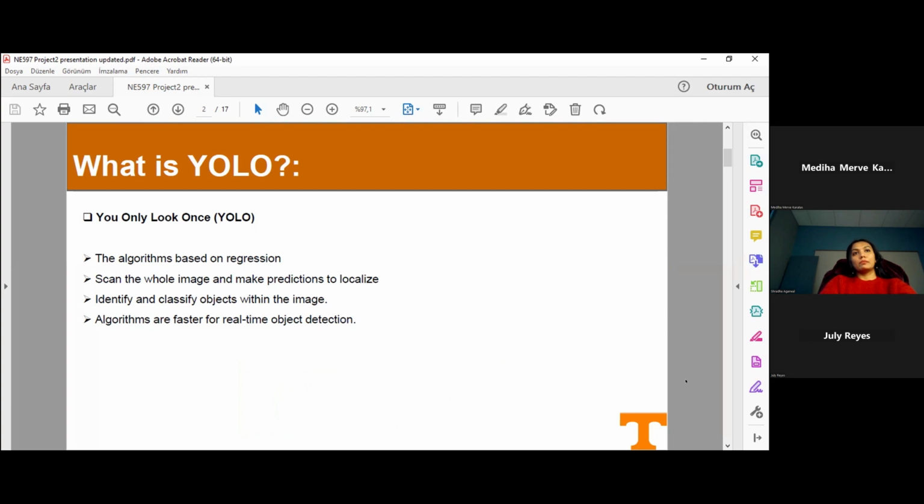YOLO, based on regression, instead of selecting the interesting part of an image, predicts classes and bounding boxes for the whole image in one run of the algorithm. In other words, it scans the whole image and makes predictions to localize. It identifies and classifies objects within the image, and the algorithm is faster for real-time object detection. To understand the YOLO algorithm, first we need to understand what is actually being predicted.